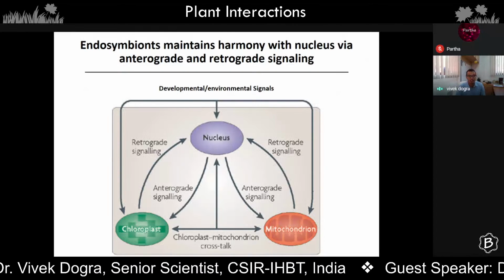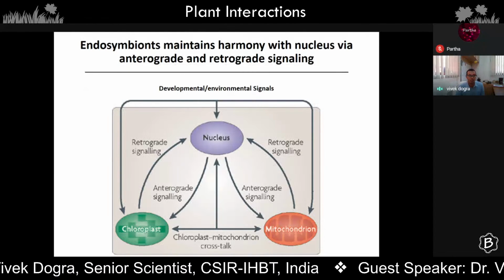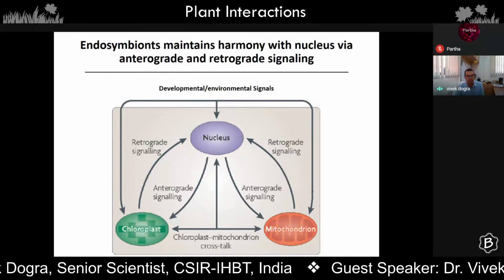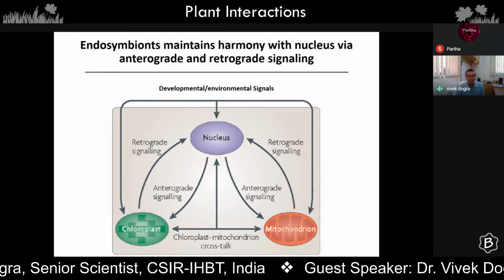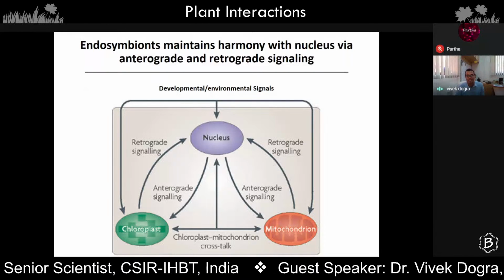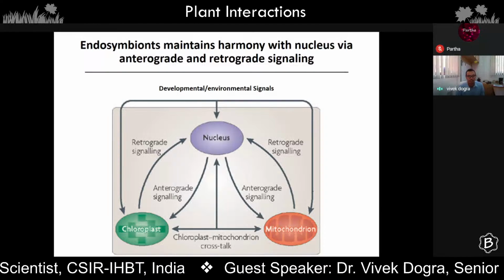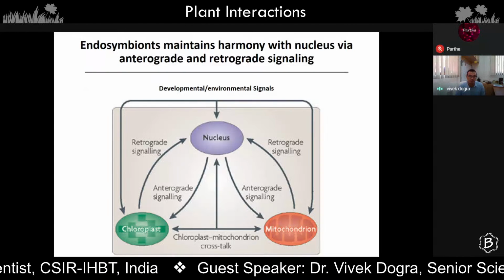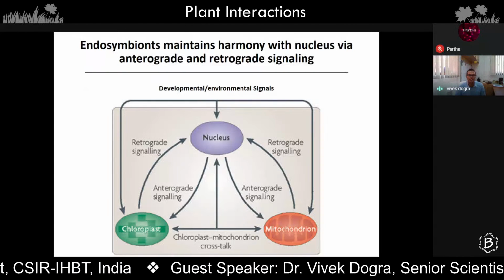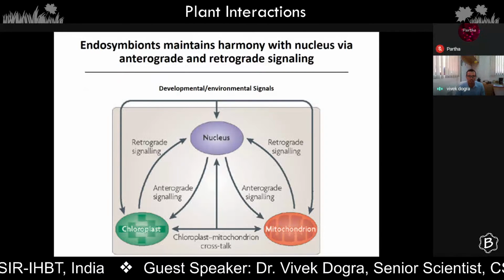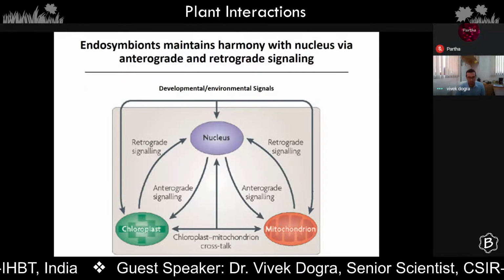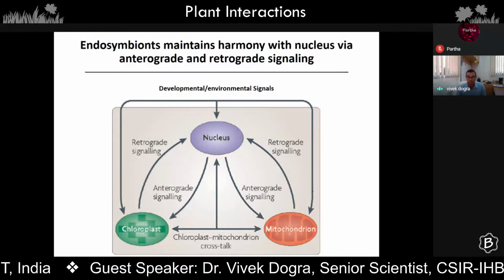Anterograde is the signal that comes from the nucleus to the organelles, also called forward signaling. And when a signal is coming back to the nucleus, we say it is retrograde signaling. So mitochondria and chloroplasts talk to the nucleus via these two signalings, and at the same time they also talk to each other via other signaling means, especially via chemicals.